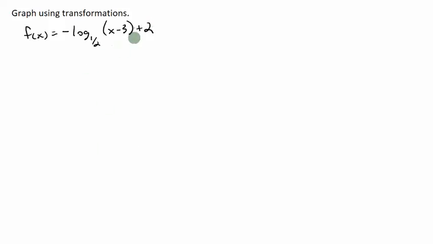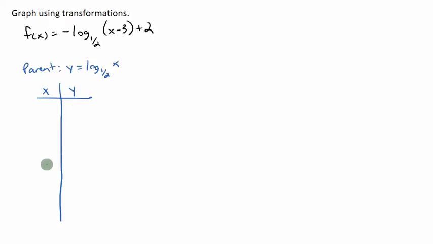In this particular transformed function, my base is 1/2, so my parent function is log base 1/2 of x. And when I set up my x, y table, my x values will be powers of 1/2. So 1/2 to the first is a half, 1/2 squared is a fourth, 1/2 cubed is an eighth. I could keep going. 1/2 to the 0 is 1, and then I need the reciprocals of these. So the reciprocal of 1/2 is 2, the reciprocal of a fourth is 4, reciprocal of an eighth is 8, and I could keep going that way.